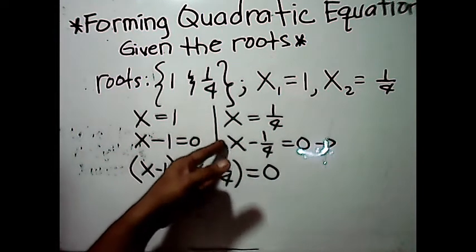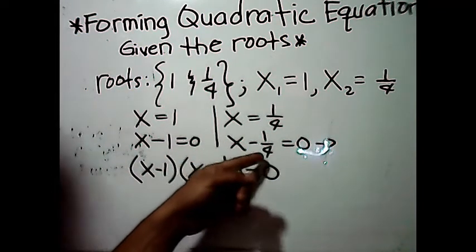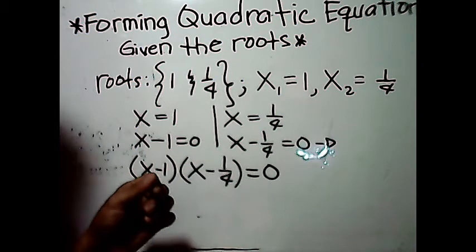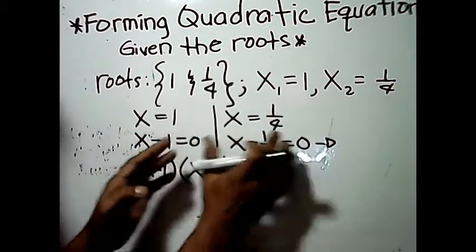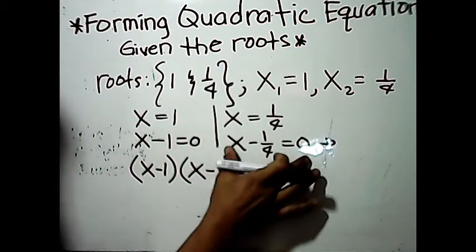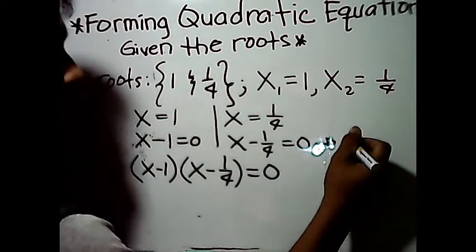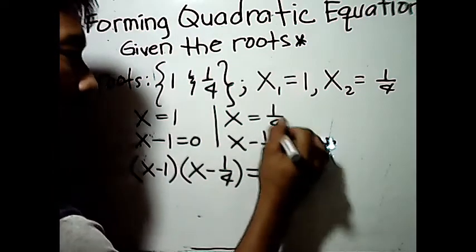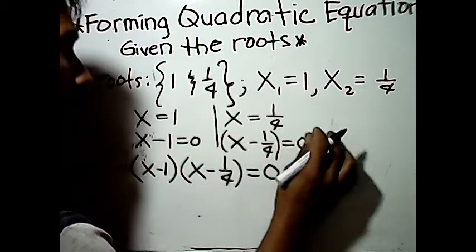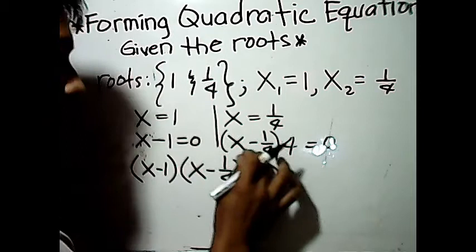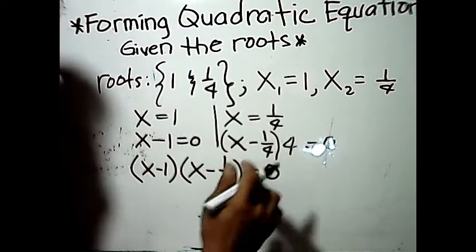So we have here 1, and then 1/4. So the LCD is 4, the least common denominator. So we will multiply both sides of the equation by 4 so that we will be dealing now with whole numbers. So this is what will happen. We will multiply by 4, because our LCD is 4.